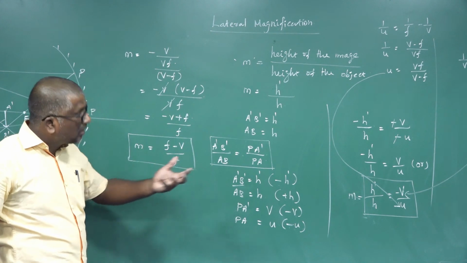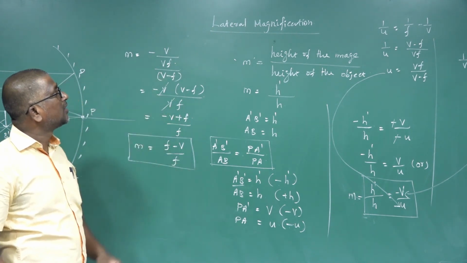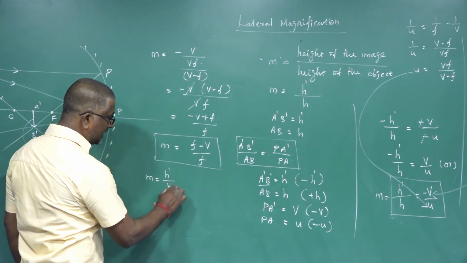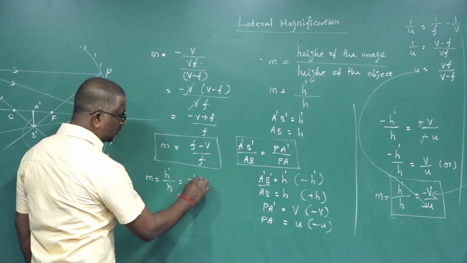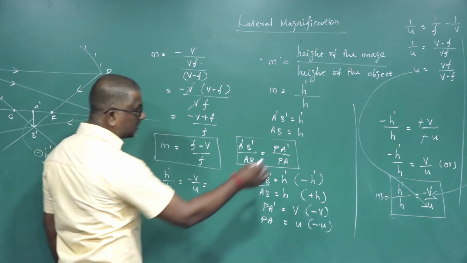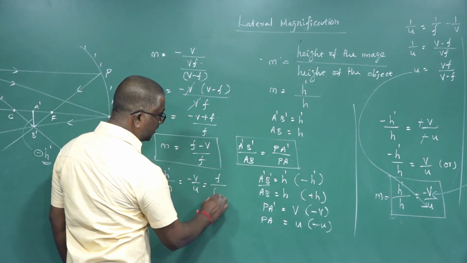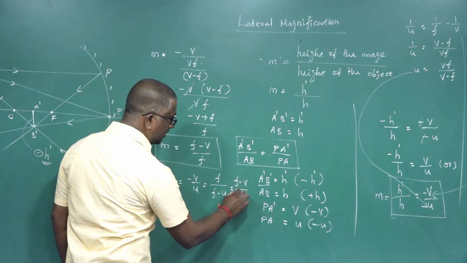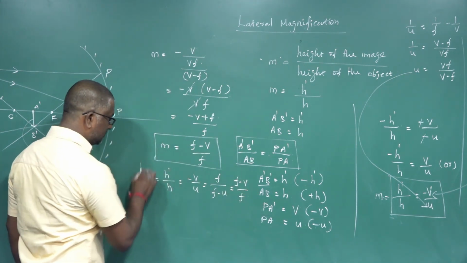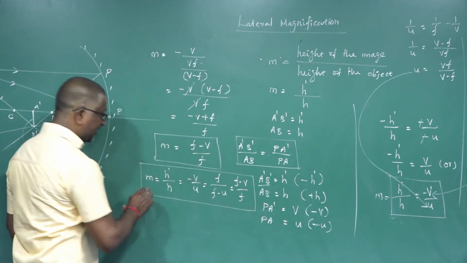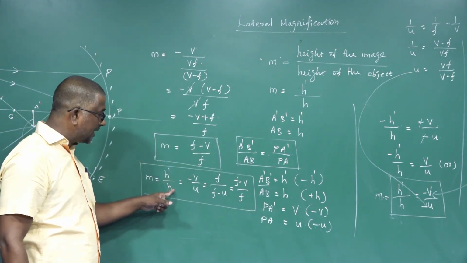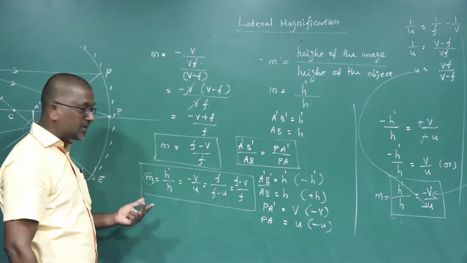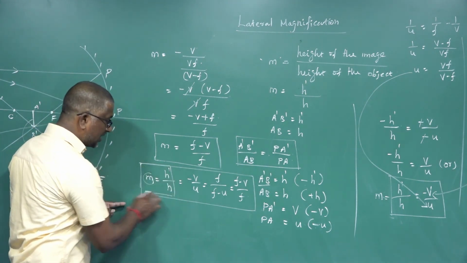So we have four equations for lateral magnification. They are m is equal to h prime divided by h, second minus v divided by u, third f divided by f minus u, and fourth f minus v divided by f. The given values are height of the image and height of the object. We can calculate the lateral magnification produced by a spherical mirror by using this relation.